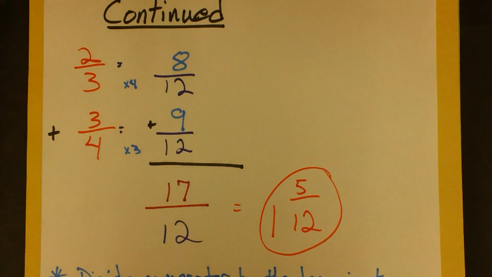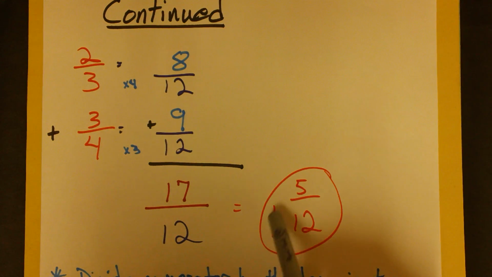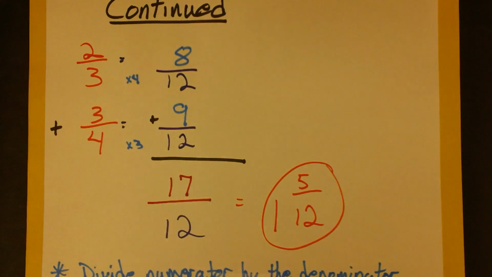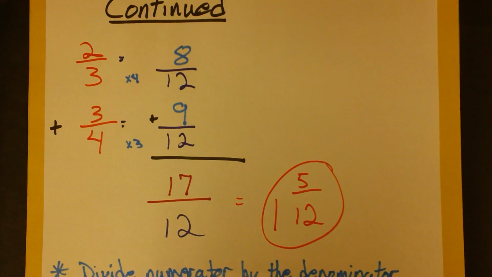17 over 12. Now this is an improper fraction, so we're going to divide. We divide the numerator by the denominator. 12 goes into 17 one time, and there's a remainder of 5, and we put that over 12. So the final answer will be 1 5/12.